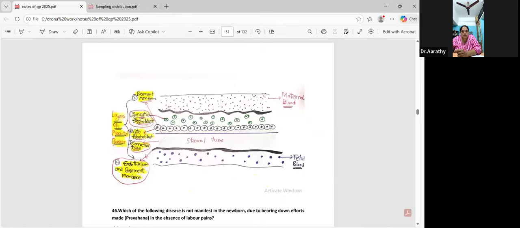Okay, so you can see in this picture, the innermost layer is the endothelium. This is the fetal blood. Above that, the endothelium, and then the basement membrane, the stromal tissue, the cytotrophoblast, and then the syncytial trophoblast. Okay, and then outermost is the maternal basement membrane. Basement membrane separates the maternal and the fetal tissues.